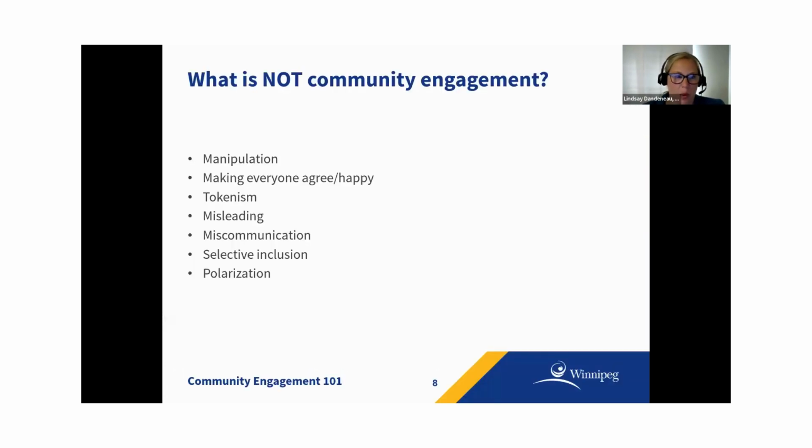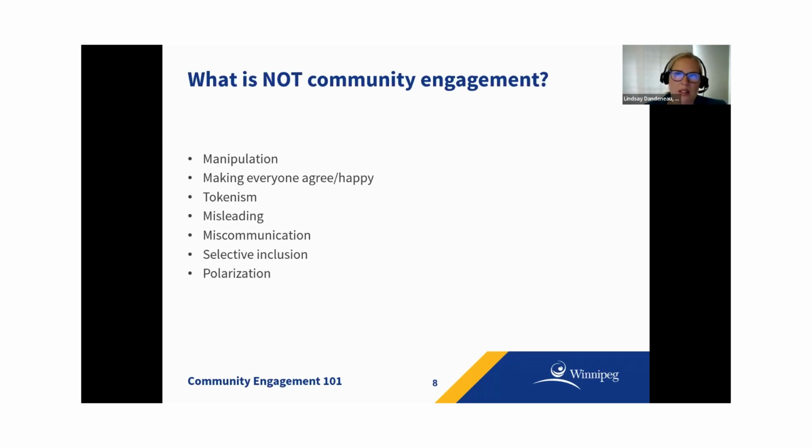Sometimes it helps to think about what is not community engagement. So obviously manipulation. One that people get hung up on is making everyone happy or making everyone agree. Particularly council, if you're putting forward a recommendation to council, you're providing a report with the recommendation. When we're doing community engagement, sometimes decision makers get hung up on making everyone happy or making everyone agree.